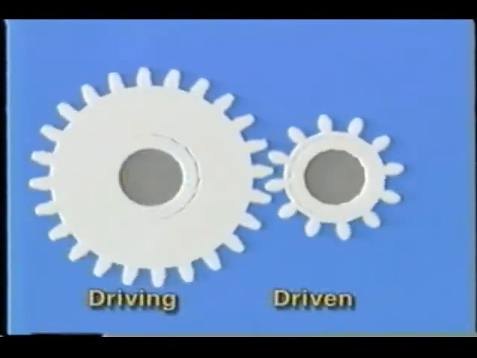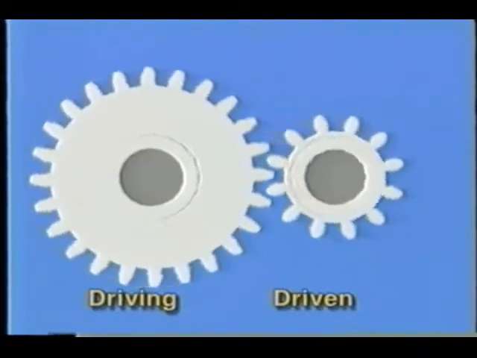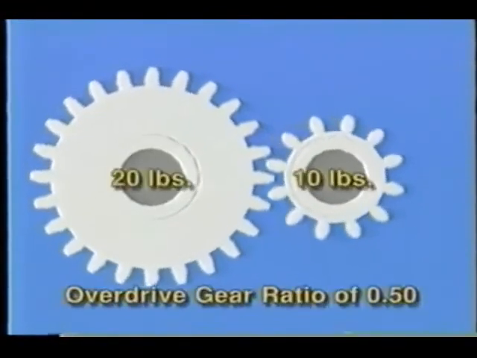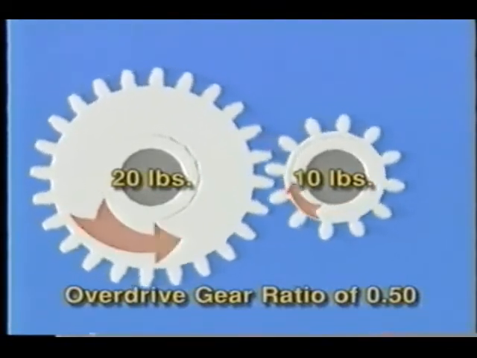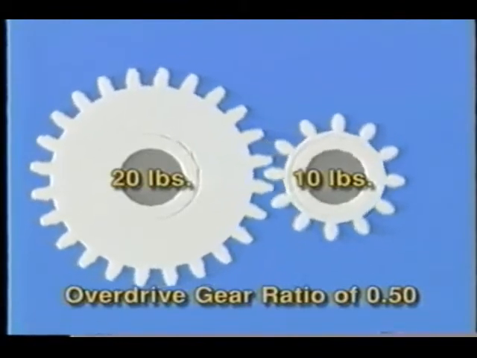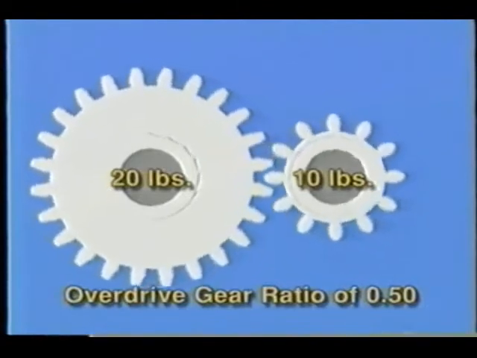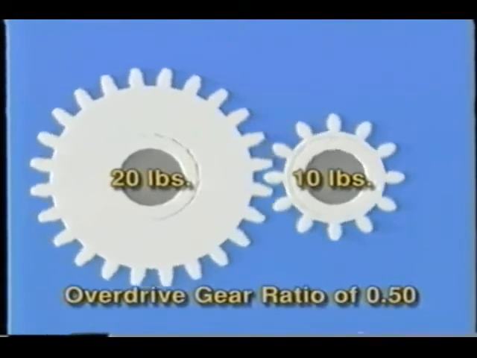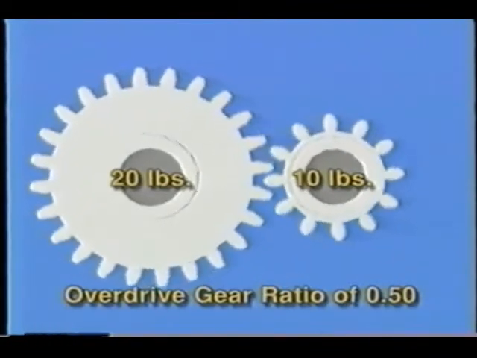Now let's look at a drive gear that is larger than the gear it's driving. Here we see a gear with 24 teeth driving a gear with 12 teeth. For each rotation of the 24-tooth drive gear, the 12-tooth driven gear rotates twice. If the drive gear is turning with 20 pounds of torque, the driven gear is only turning with 10 pounds. This is because the drive gear is only halfway through its rotation when the driven gear's rotation is completed. This is called an overdrive gear ratio.